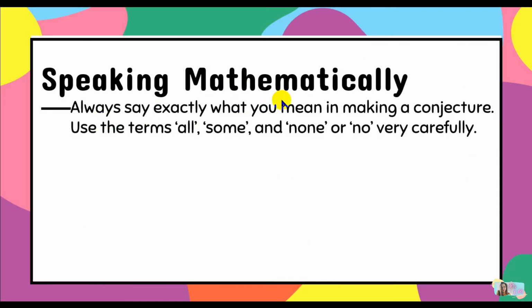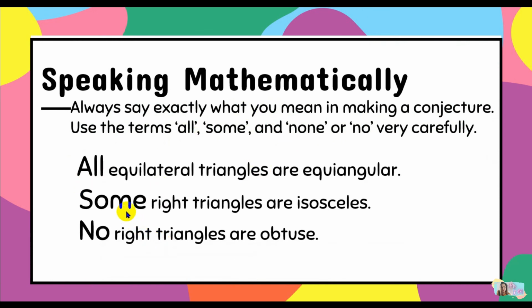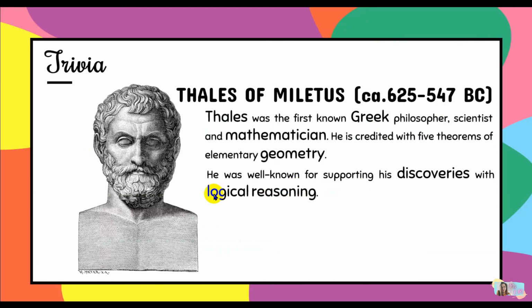So, speaking mathematically, always say exactly what you mean in making a conjecture. Use the terms all, some, none, or no very carefully. So, these are some of the examples kung saan tama yung paggamit ng all, ng some, and ng no. Kapag gumamit tayo ng maling term, magiging false na yung conjecture natin. Okay? So, another thing is this trivia.